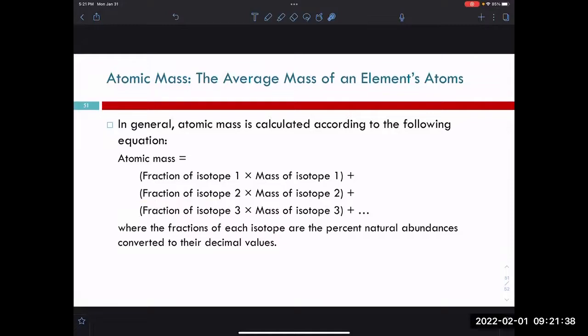For most things, there's at least 2 isotopes. For some things, there's 3. I think for some things, there's probably even 4 isotopes. So this ellipse here, the dot, dot, dot, means do this for however many there are. If there's less than 3, then you only do it 2 times. If there's less than 2, then you only need to do it once, but then your abundance of that one isotope would be 100%.